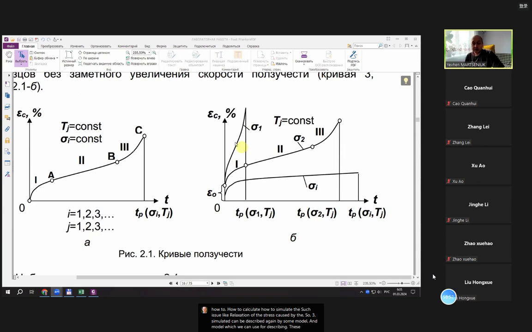This is the Norton model. And the Norton model describes only the second stage of the creep process. Only the second stage, stage number 2, with the constant velocity of the creep.